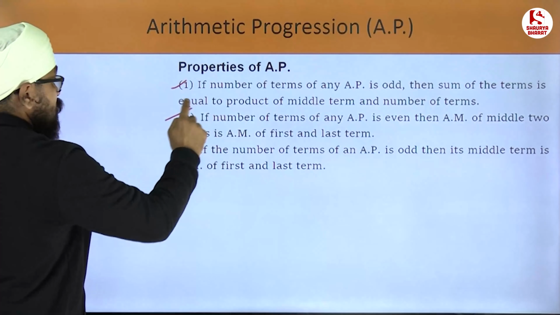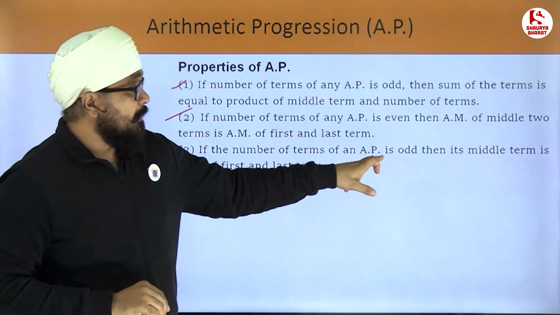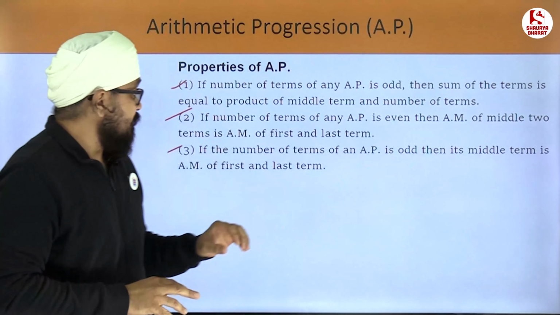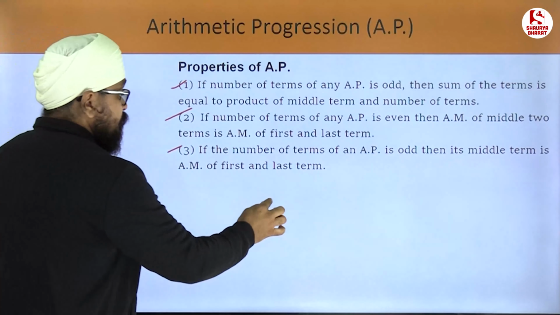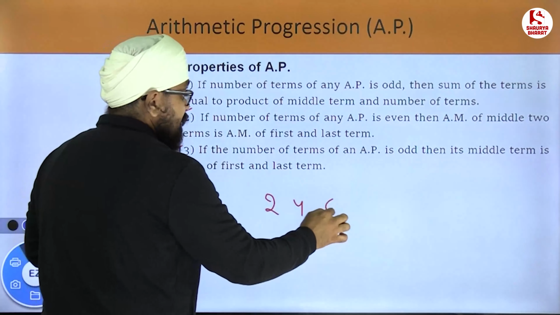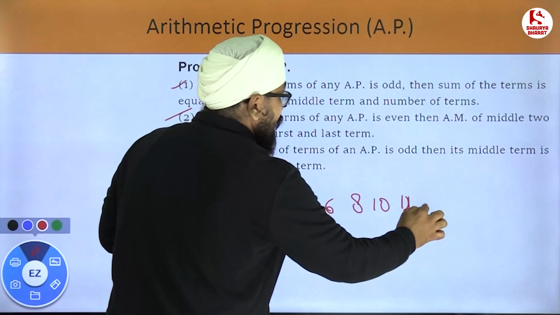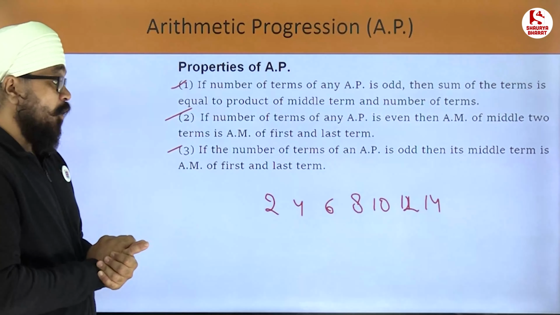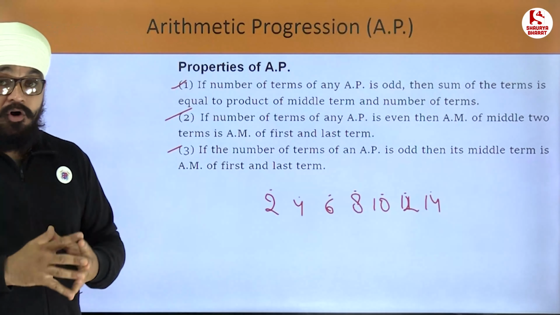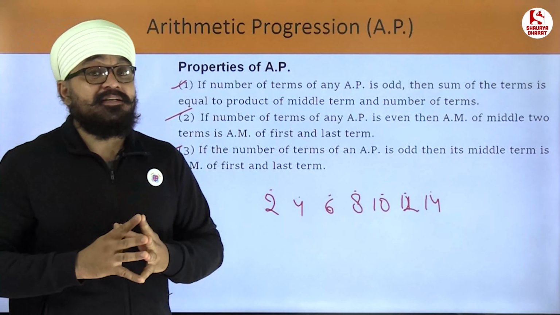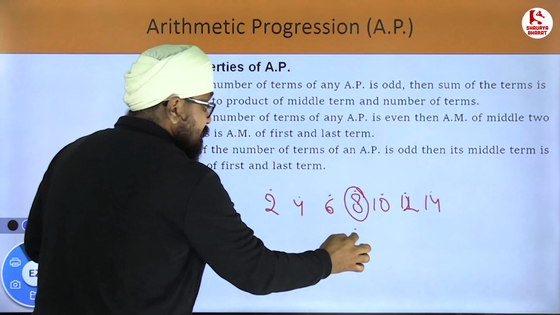And the last one: when the number of terms of an arithmetic progression is odd, then the middle term is equal to the arithmetic mean of the first and the last term. That means 2, 4, 6, 8, 10, 12 and I am taking 14. How many terms do we have? 1, 2, 3, 4, 5, 6, 7 terms. So we have an odd number of terms, and we want to find the arithmetic mean. It is coming to 8. This is the middle term.